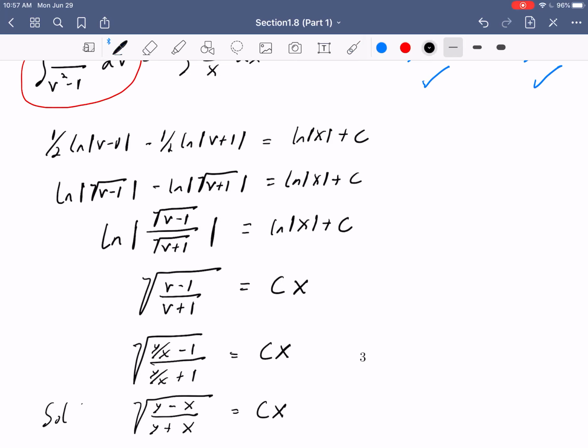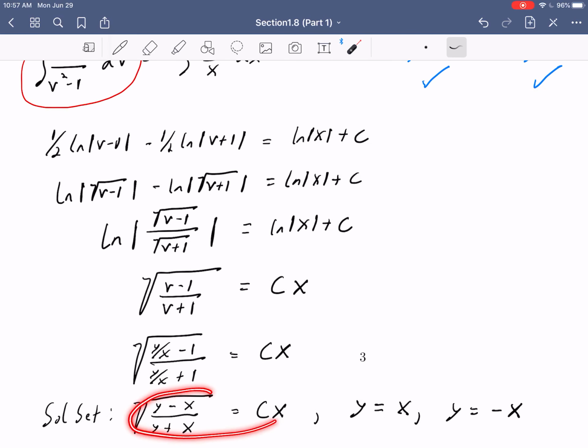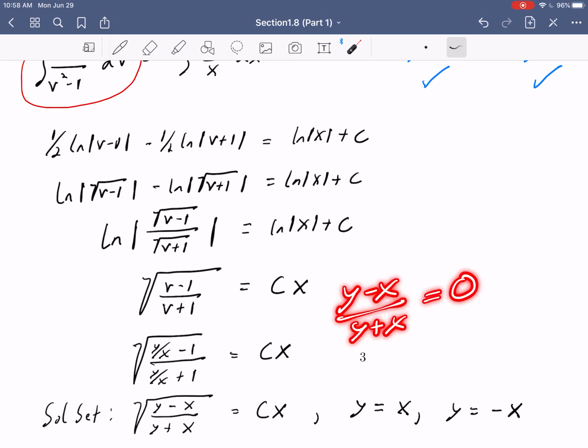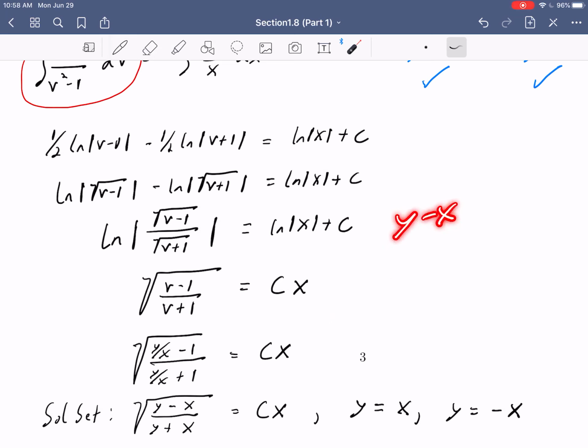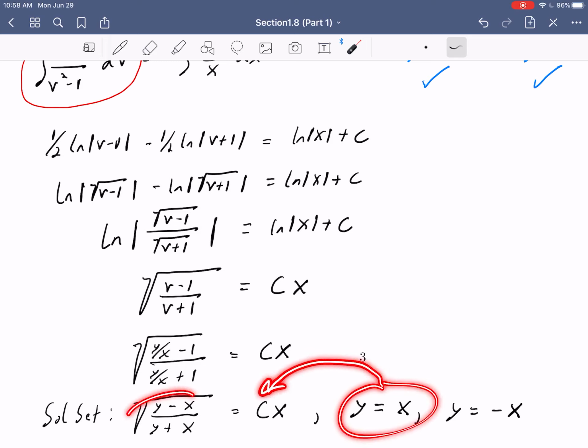So we can say our solution set is everything of this format, along with things of the form y equals x, y equals negative x. Now, if we wanted to be really fancy, we might notice here that actually y equals x is part of this solution set. If you choose c equals 0, then if we square both sides, we'd get y minus x over y plus x equals 0. Multiply this over, we get y minus x equals 0, which means we get y equals x. So actually, this one here is inside the solution set.